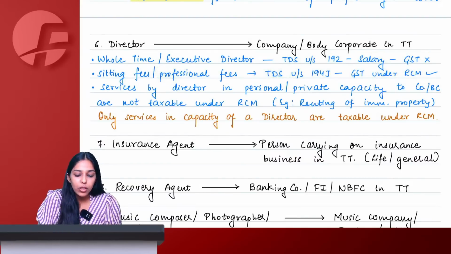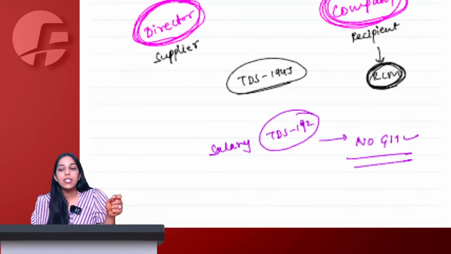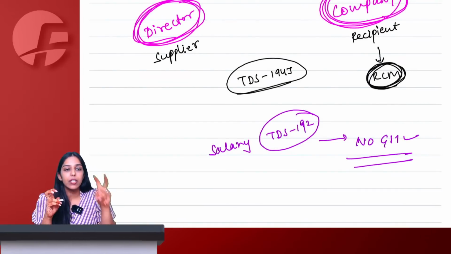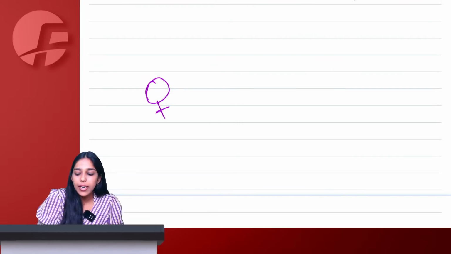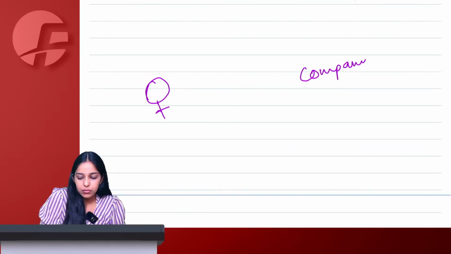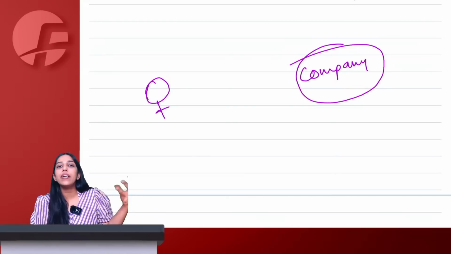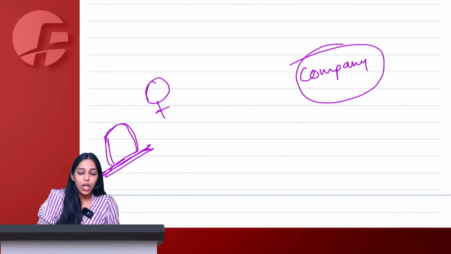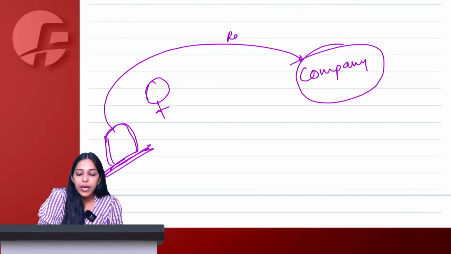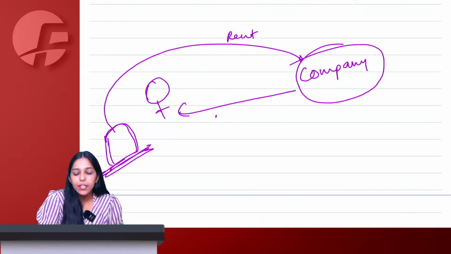And remember one more thing: whatever amount the director is receiving in the capacity of a director, that will only fall under RCM. Let us say this is a director in a company. The company wanted land on rent. The director was the owner of this land and building, so the director gave this building on rent to the company. Company paid rent to the director.